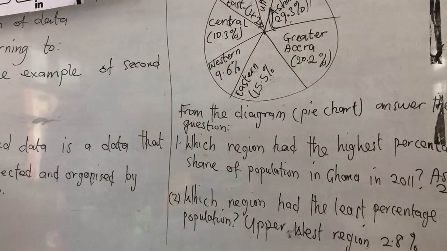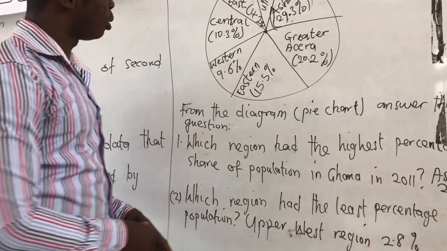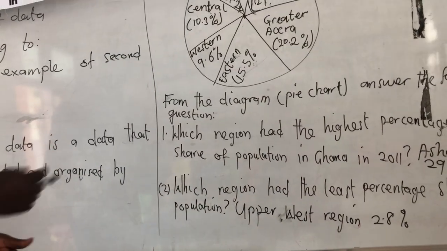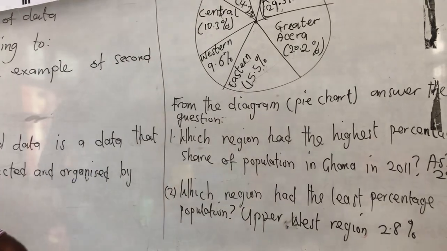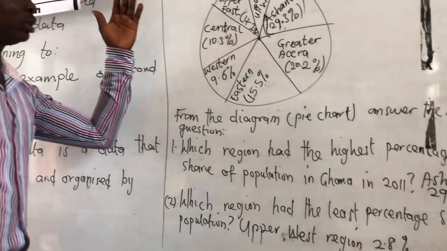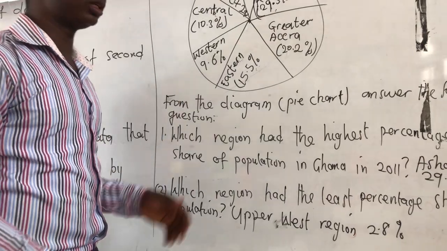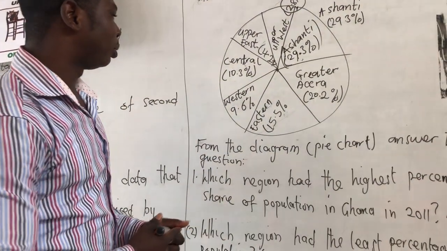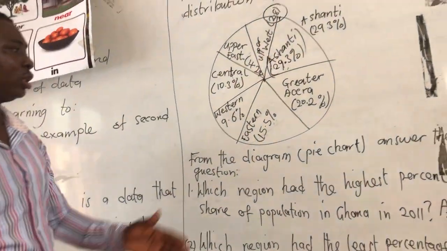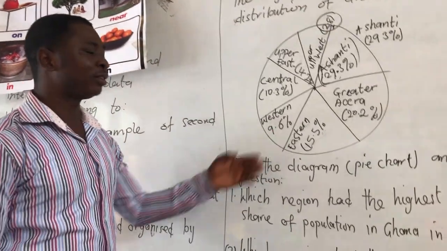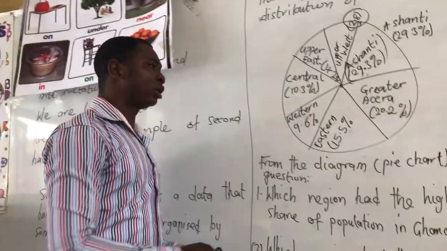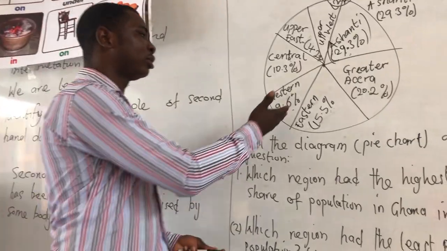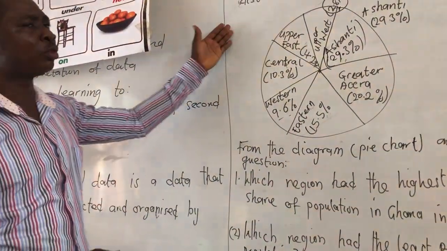I can also ask you, what was the distribution of population in the Western region? What's the percentage of the distribution of the Western region? You can also tell me it is 9.6%.